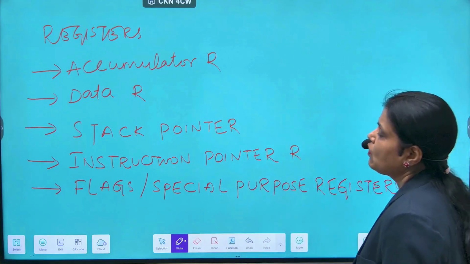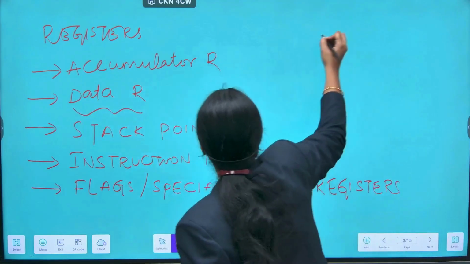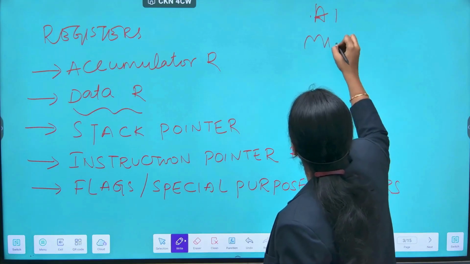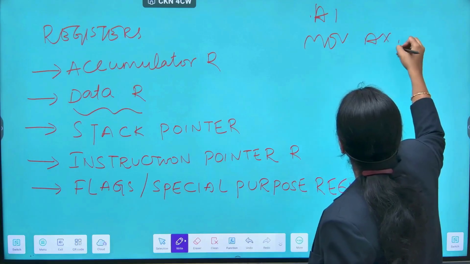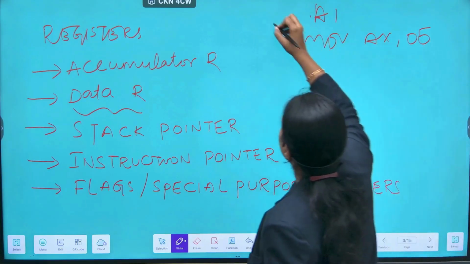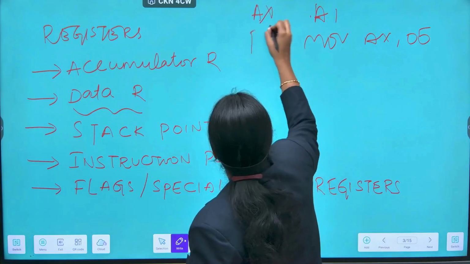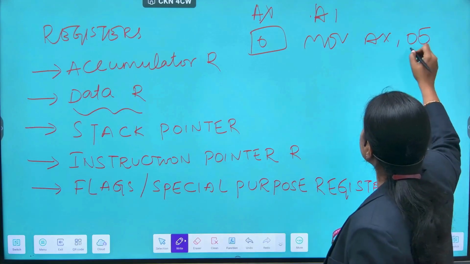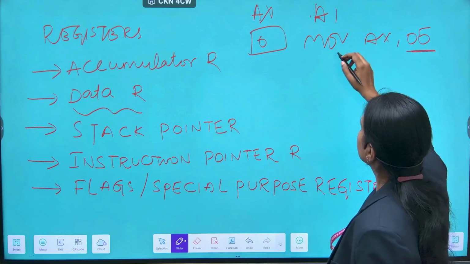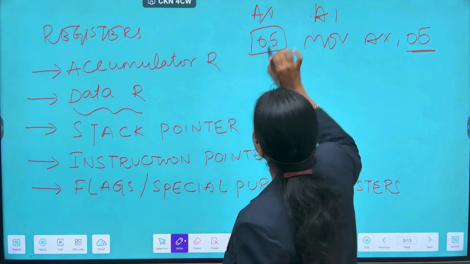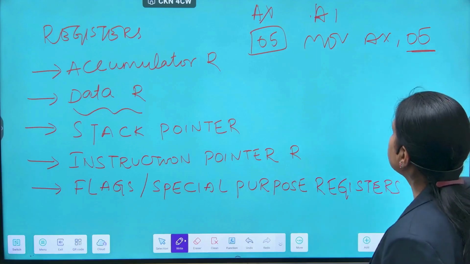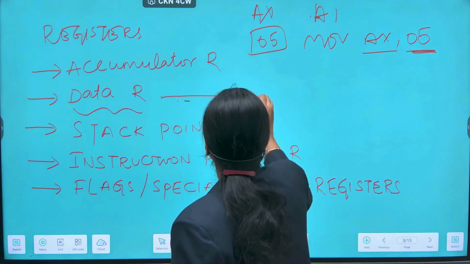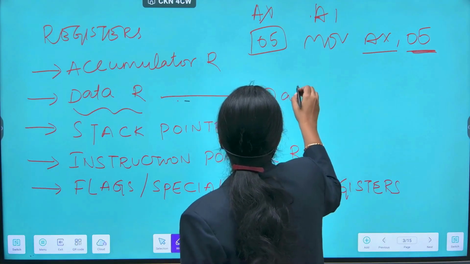So, what are data registers? Now, if I give some instruction like move ax comma 05. Already in register ax, I have some value 0. Now, I need to move this value 05 into ax. Now, ax is loaded with 05. So here, data registers are nothing but they are used to store the data or operands.